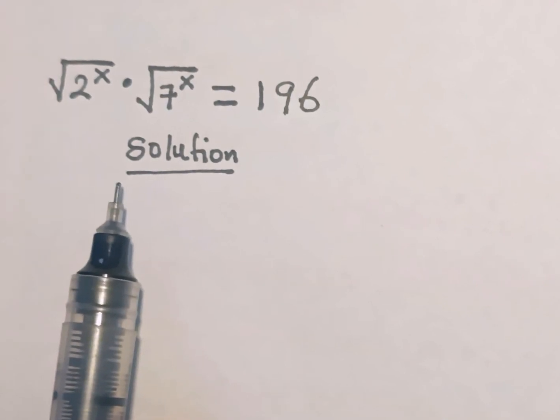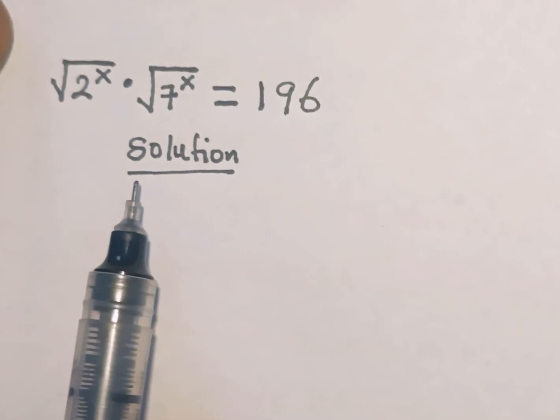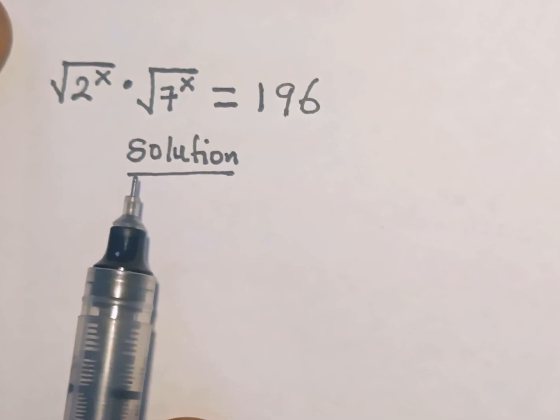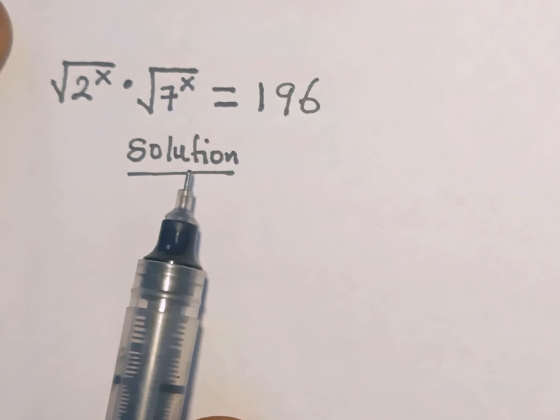We are going to solve for the value of x from this radical equation. We are given the square root of 2 to the power of x multiplied by the square root of 7 to the power of x is equal to 196.